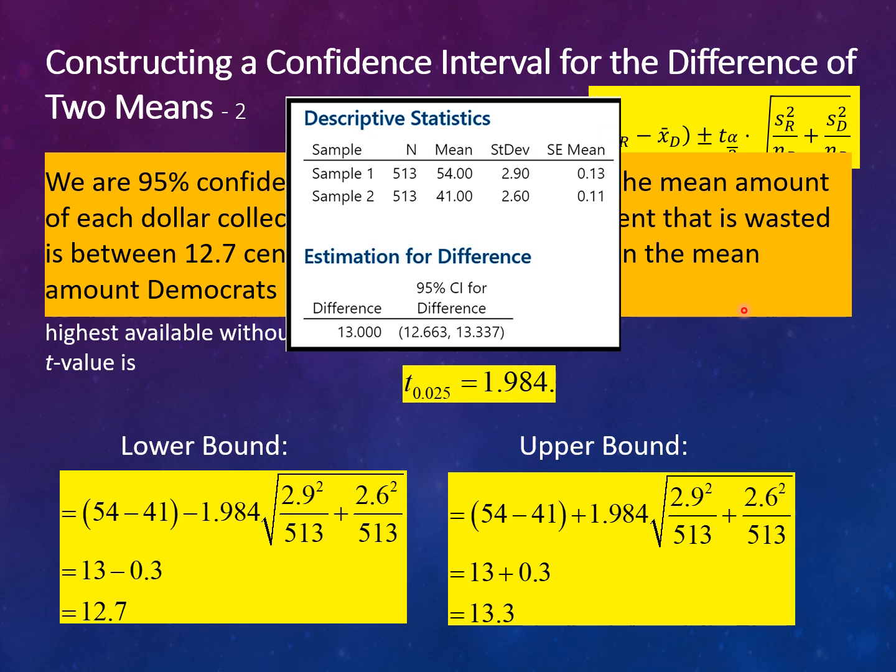Here we could see using Minitab, we get, again, the 95% confidence interval, and you can see we have the same values, 12.7 and 13.3.